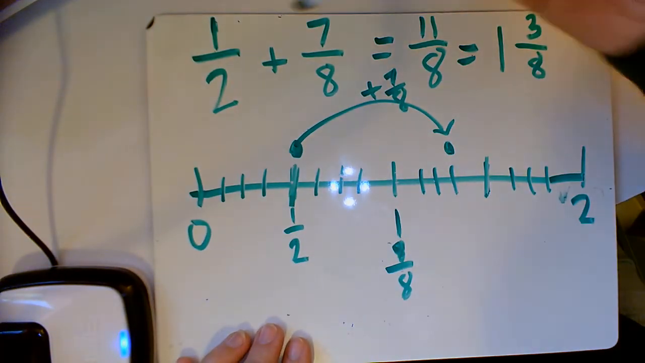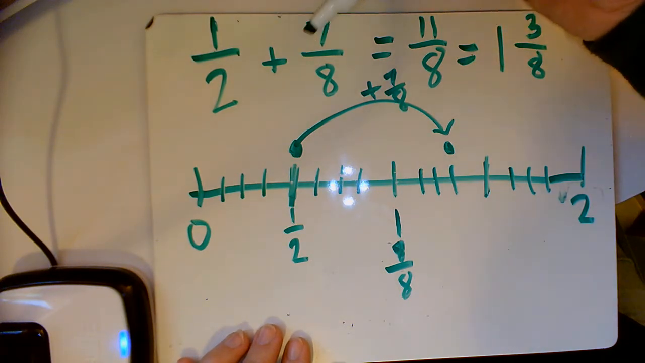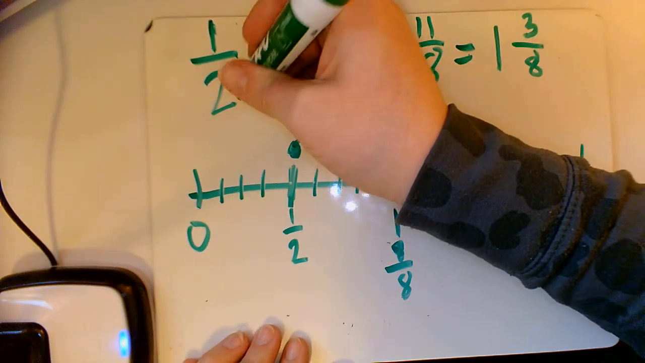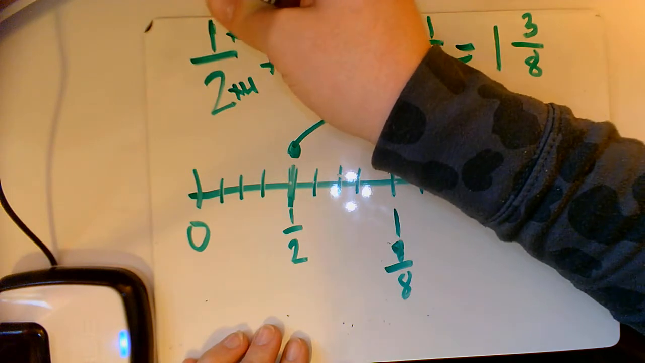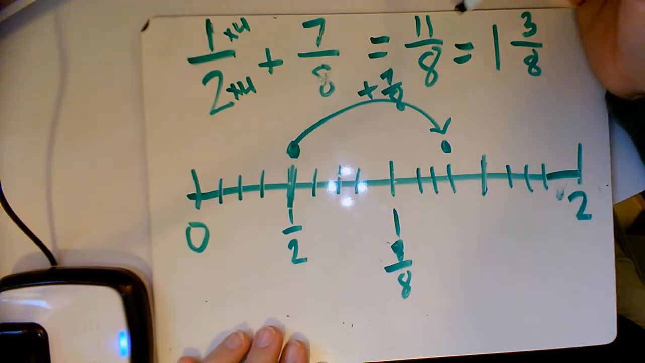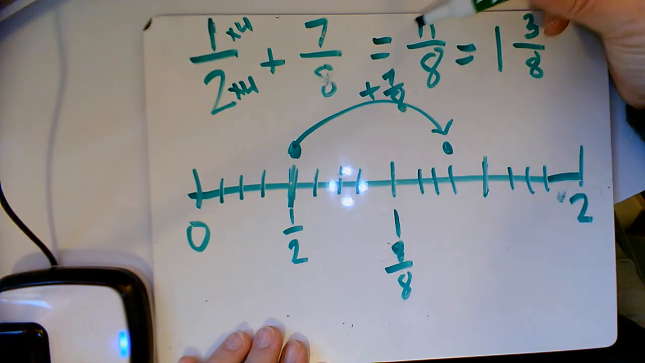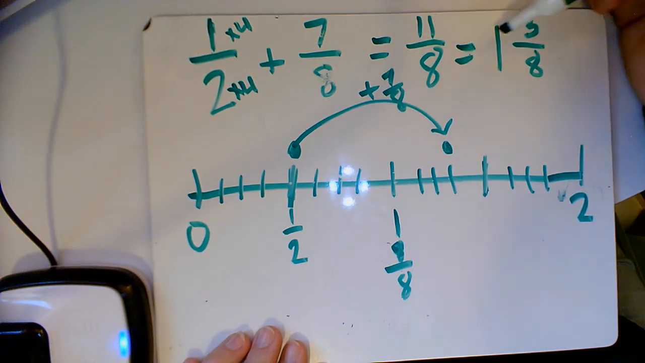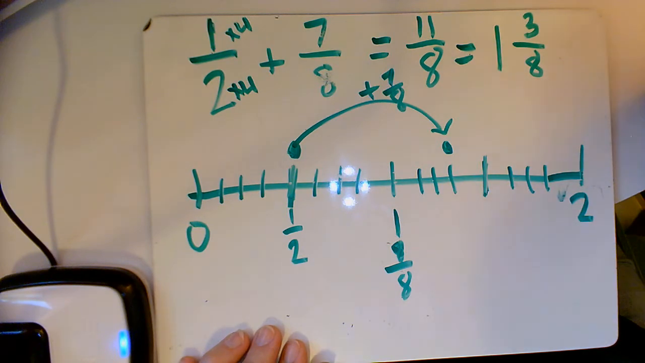Okay, so this became 1/2 plus 7/8. If we were to convert this to eighths, we would take it times 4 times 4, which would have been 4/8 plus 7/8 gives us 11/8. Our improper fraction, we convert it into a mixed number. All right, let's do one more with the number line.